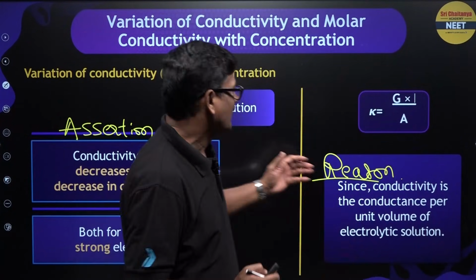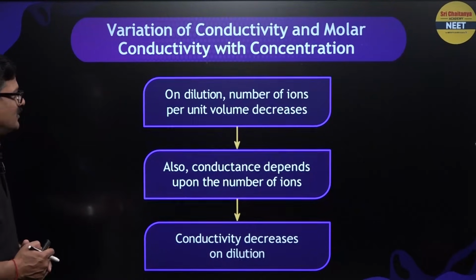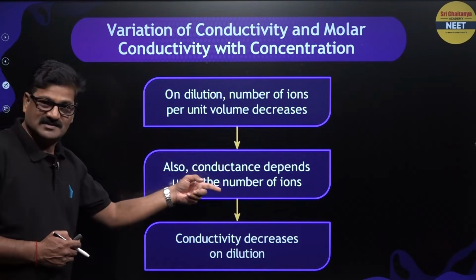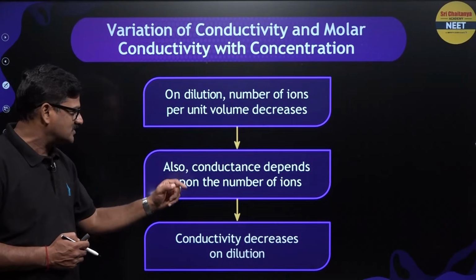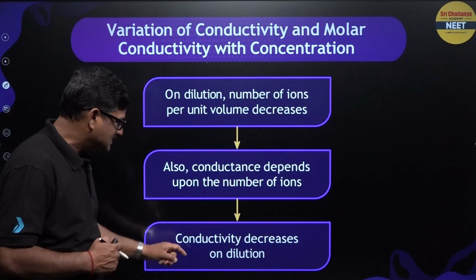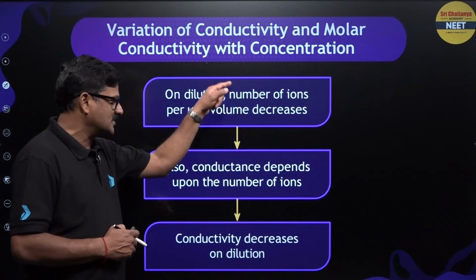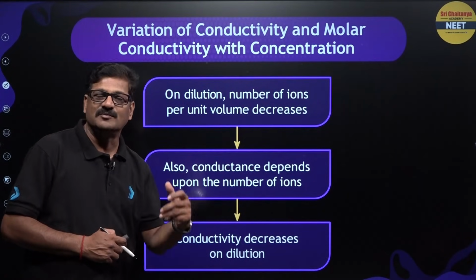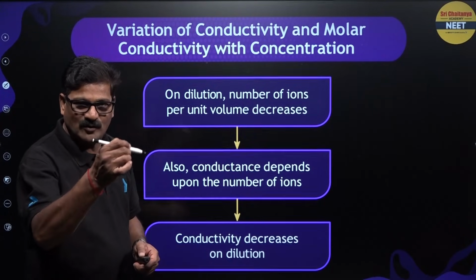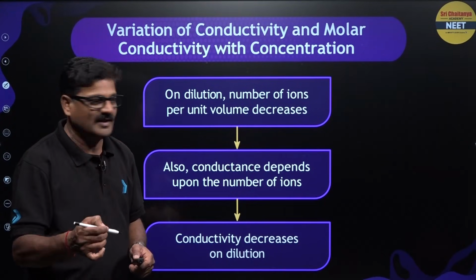So आगे बढ़ो, and moving ahead here I want to say on dilution number of ions per unit volume decreases. Reasoning: also conductance depends upon the number of ions as well, right? And conductivity decreases on dilution. So this is the hierarchy of the learning process. Whenever you prepare, you take a pen and paper, write one point to another point like that.